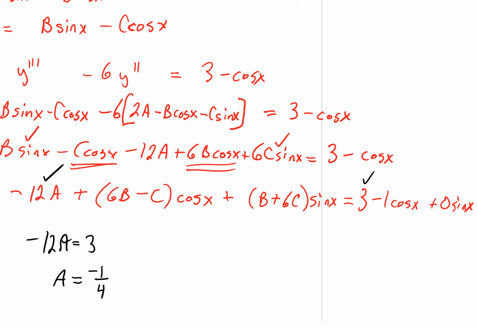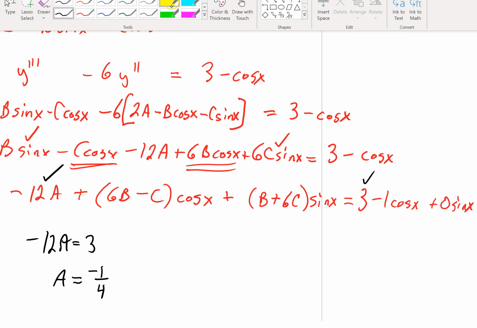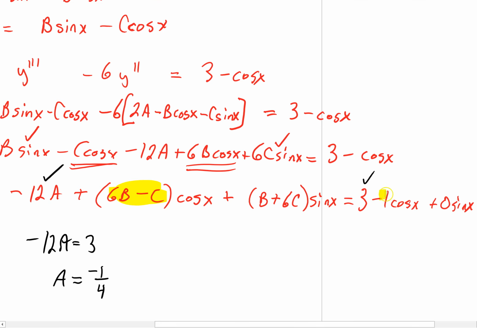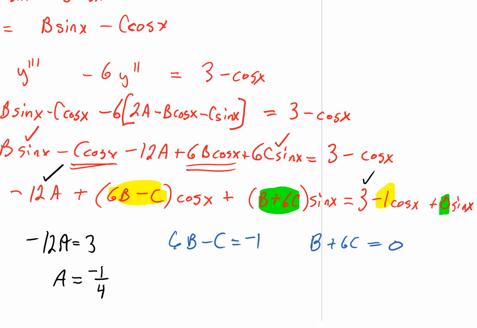Then what? Well, what you've got to really pay attention to is the coefficient in front of cosine. That's got to equal negative 1. So what we're really saying is 6b minus c must equal negative 1. Likewise, what is in front of sine must equal 0. So we can say b plus 6c must equal 0. Now, of course, right now you can see that we've got a system of equations right here, with 6b minus c equals negative 1.